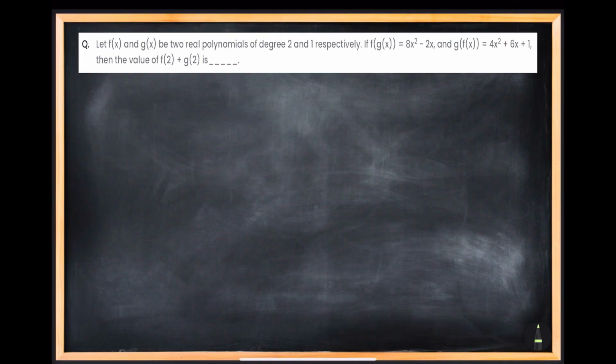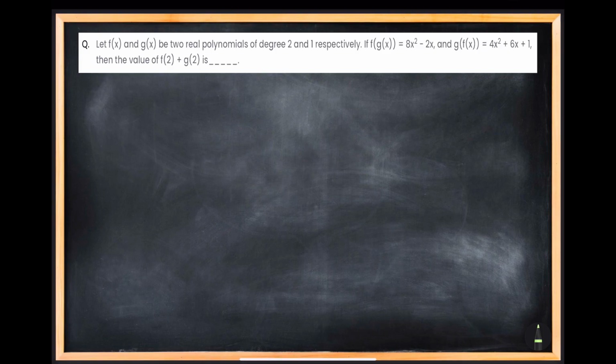So we got this situation to handle. Let f of x and g of x be two real polynomials of degree 2 and 1 respectively. So f of x is a 2-degree polynomial, g of x is a 1-degree polynomial. If f of g of x is this, g of f of x is this, okay. So look at this situation.